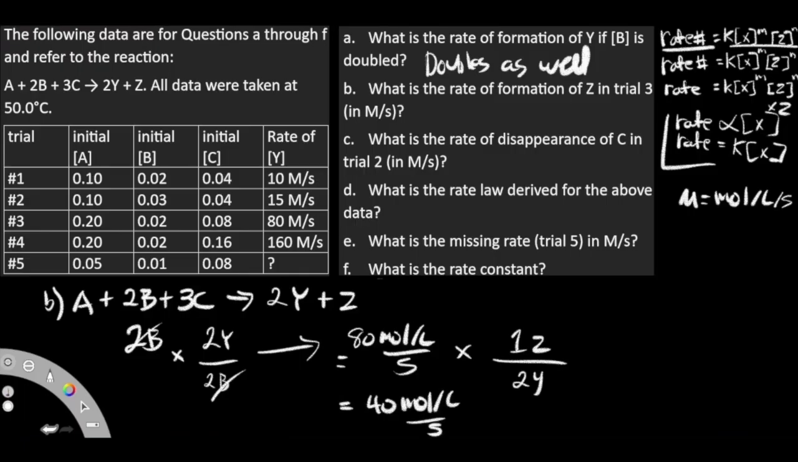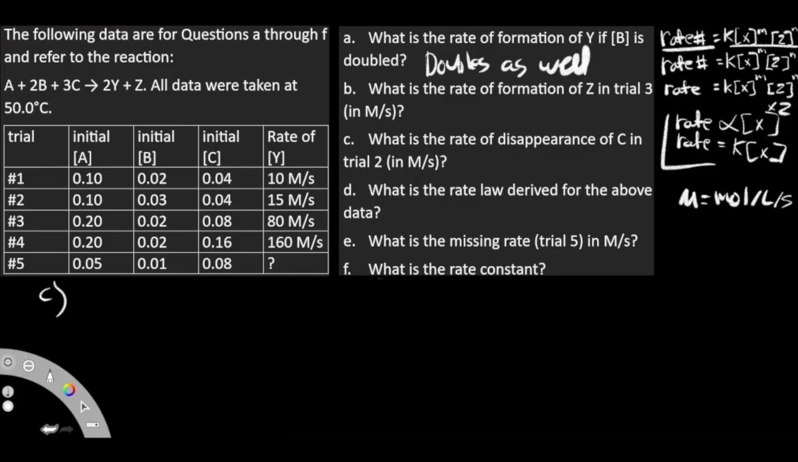Next, C. What is the rate of disappearance of C in trial number 2? Now this is where it gets interesting. Rate of disappearance of C means that even though it's disappearing, it doesn't just vanish in thin air. It's not magic. It's eventually going to be formed, right? If it disappears in the reactant, it's got to form somewhere. So instead of disappear, we can highlight this as forming as well. If it disappears, it's got to form.